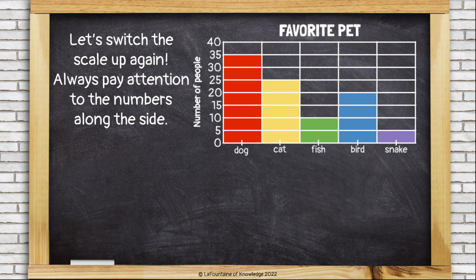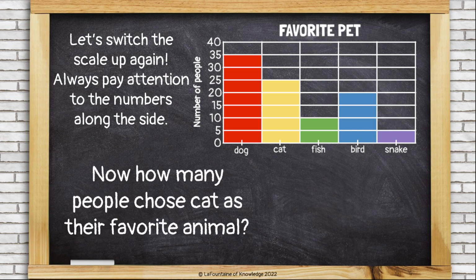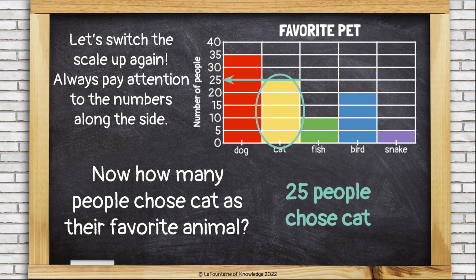Let's switch the scale up again. Remember, always pay attention to the numbers along the side. This time, the number of people is going 0, 5, 10, 15, 20, 25, 30, 35, 40. We're counting by 5s here, and that is going to change our answer. Now, how many people chose cat as their favorite? Well, once again, you may be tempted to say 5, but you need to look over to see what number it lines up with. It lines up with 25. 25 people chose cat, and that's because this is a scaled bar graph, where it doesn't count by ones. This one is counting by fives.